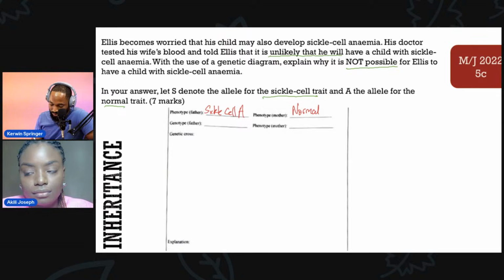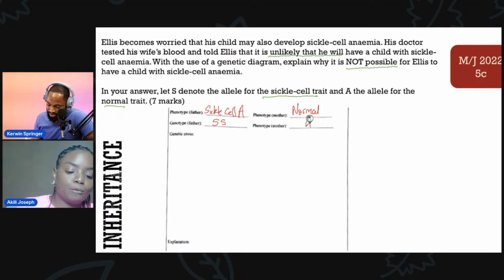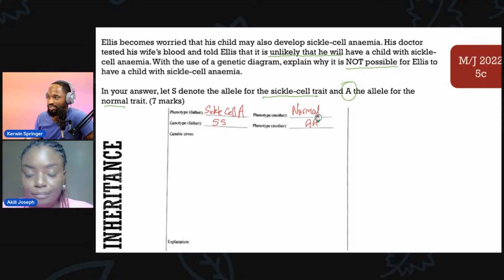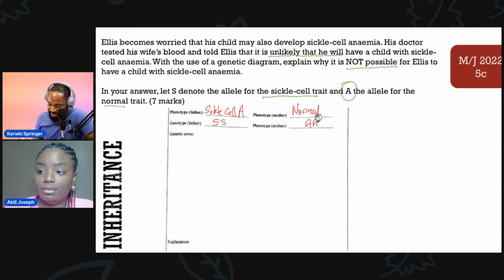So the genotype of the father would be SS. It could be SS, or no, SA would be a trait. So SS. And for the mother, normal is the one where the letter is over the A, so you just put AA like that? Yeah. Okay. And the genetic cross would be S. Well, wait, I jumped the gun. I'm supposed to put.